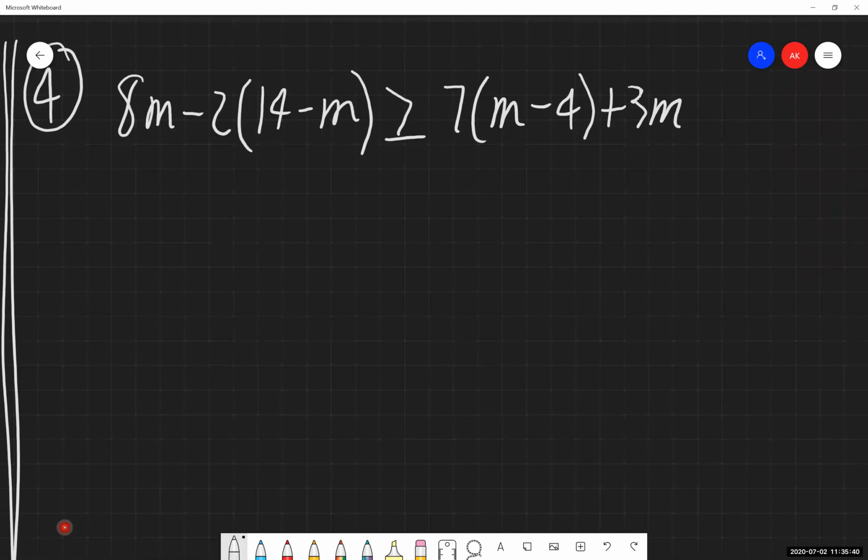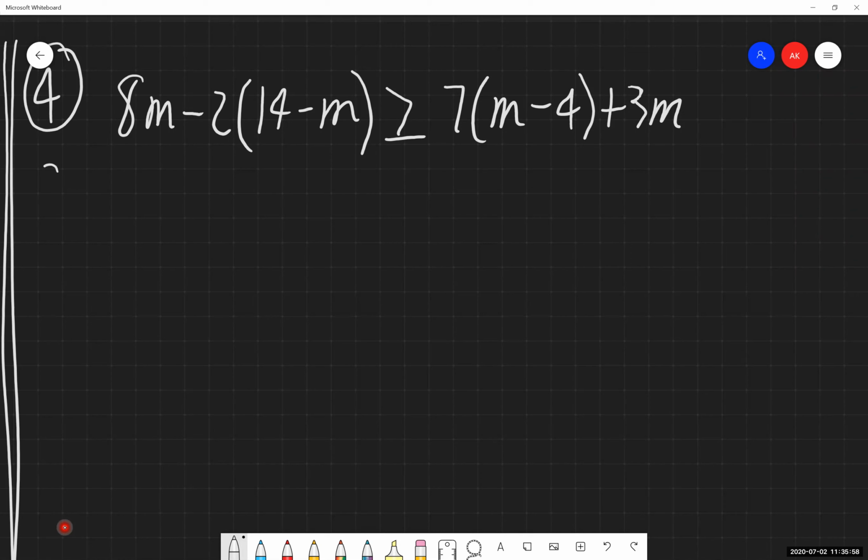And again, I'm solving this just like any other equation up to this point. I'm going to simplify the left side, then simplify the right side of the inequality, and then we'll start moving things back and forth.